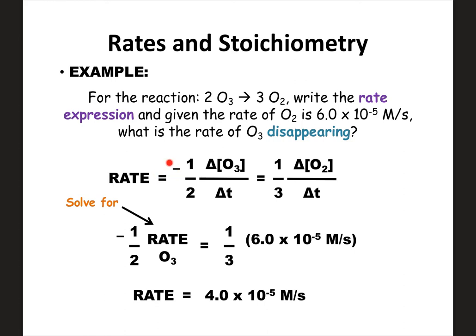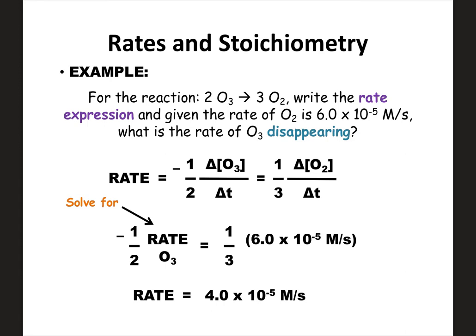Remember now, this is not one-to-one, so the rate here would be equal to, for the reactant, negative 1 over the coefficient. So negative 1 over 2 times the change in concentration of the O3 over the change in time. And that would be equal to 1 over the coefficient in front of the product. But remember, this is positive because it's the product, it's forming. So 1 over 3 times the change in concentration of that product, the O2, over the change in time.